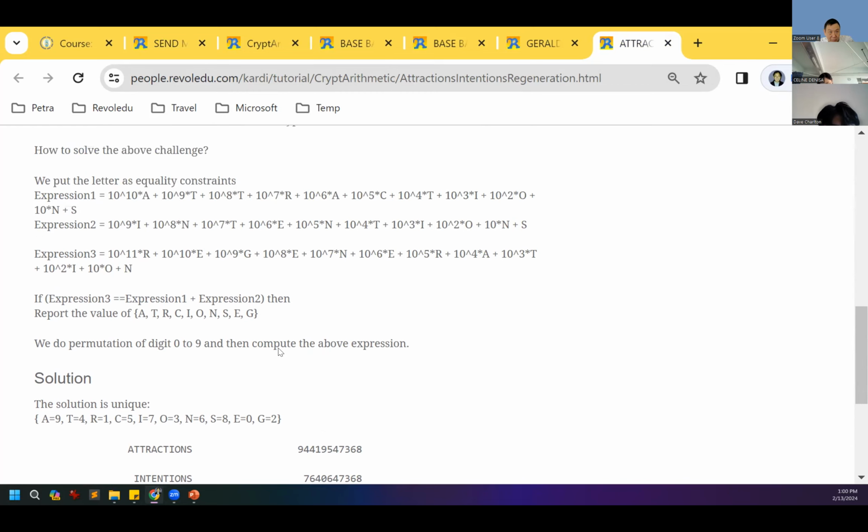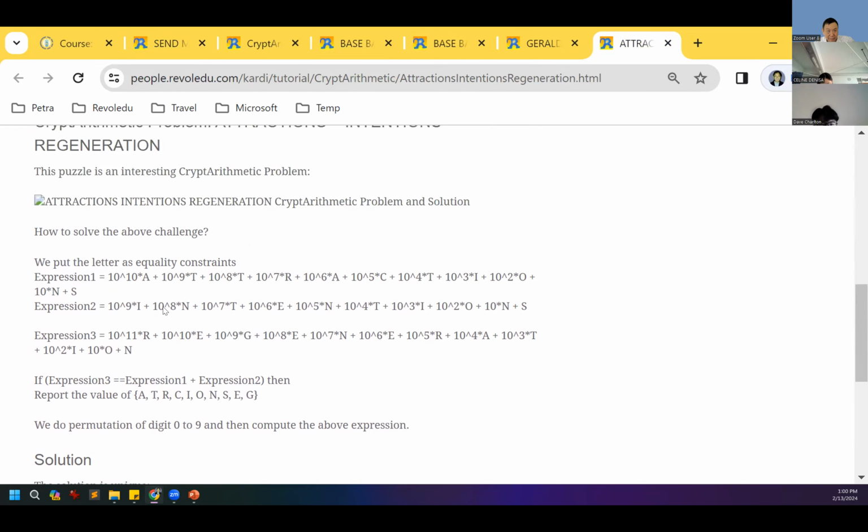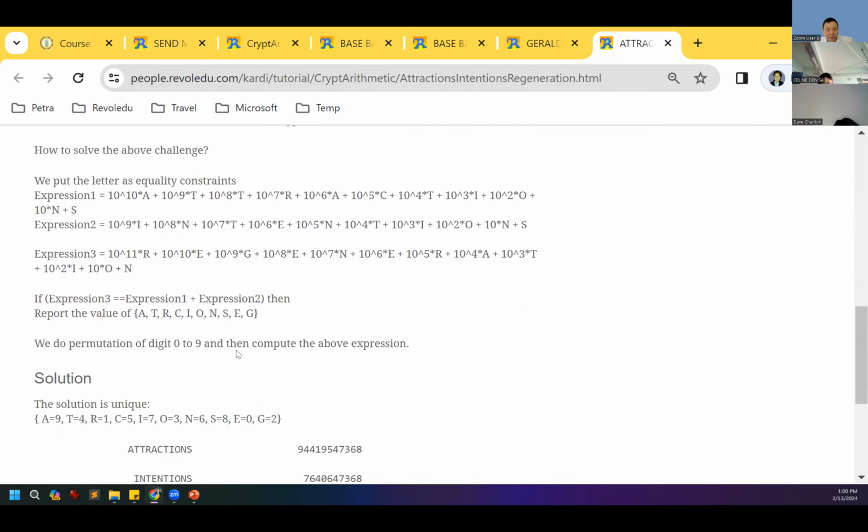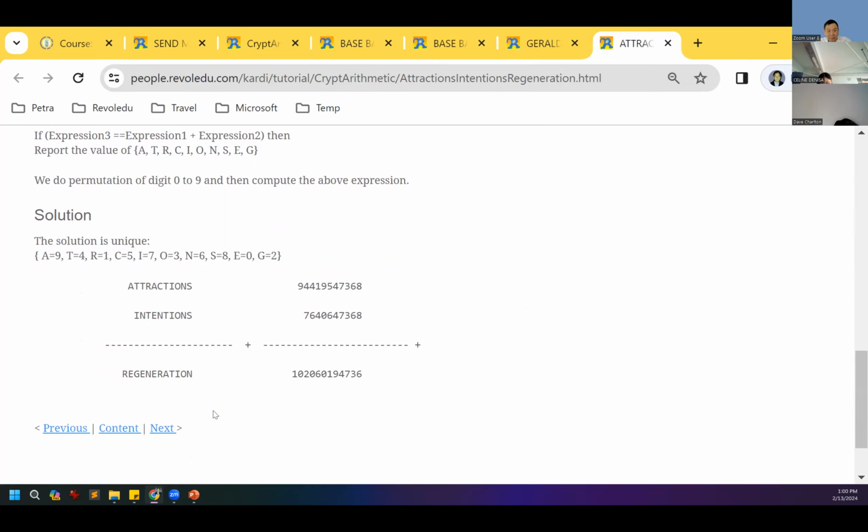So the key here is to generate all the permutations. First, you need to create the expression: first expression, second expression, and then the sum. Then you generate all the permutations. So this is what is called a constraint satisfaction problem, or constraint programming.